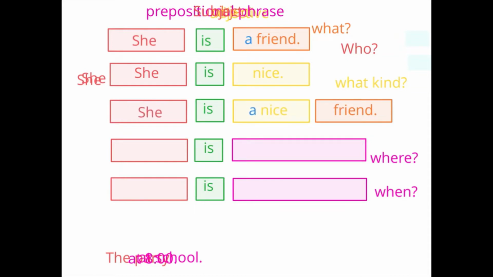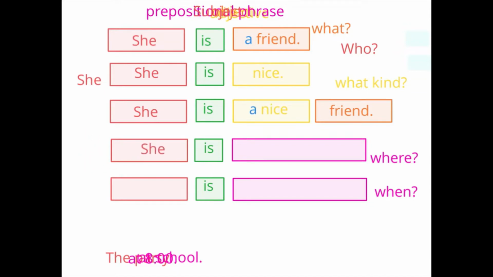Here's our subject. It's a person, so it is a noun. This is a pronoun. She is a friend. That's a person. That's a noun. We use nice to tell us what kind of friend she is. She is a nice friend.